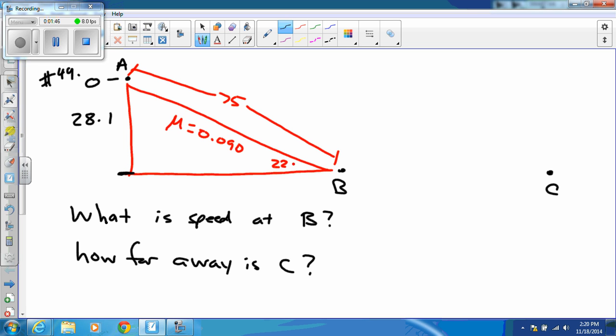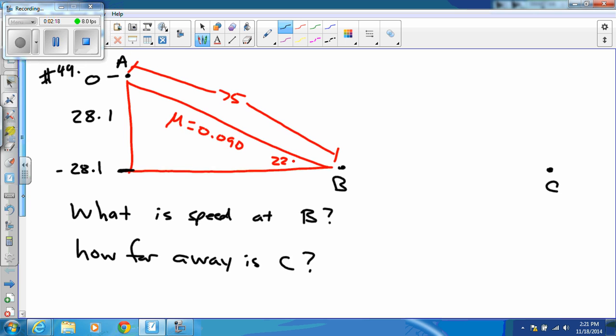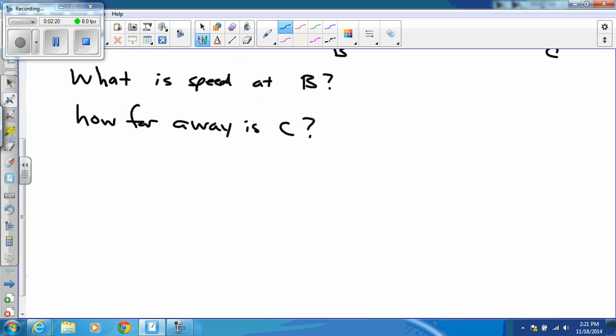So what does that make the coordinate of point B down here? 0, 0. Oh no, that would be 0, negative 28.1. And we're only going to do the vertical coordinates because we're only interested in changes in height. Okay, so now that we've done that, we are finally ready for our energy accounting. So how does it look?